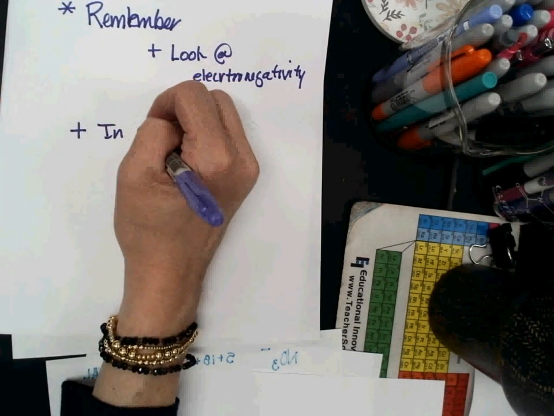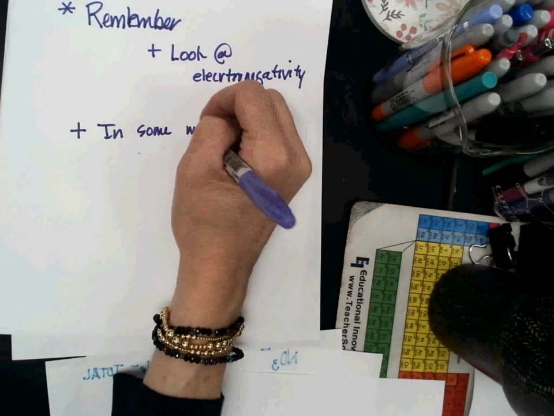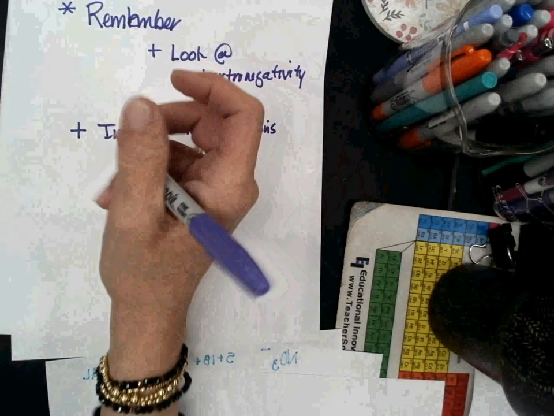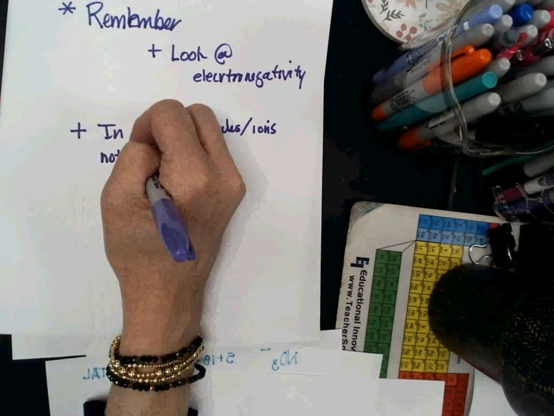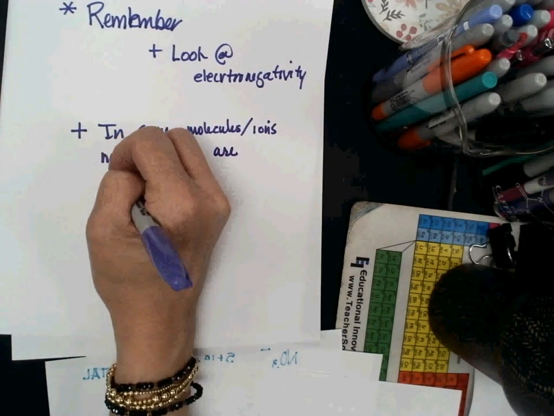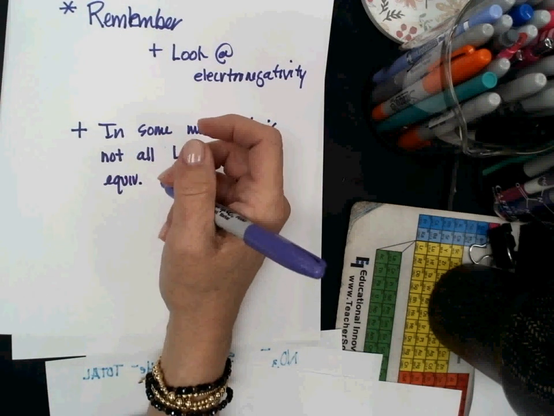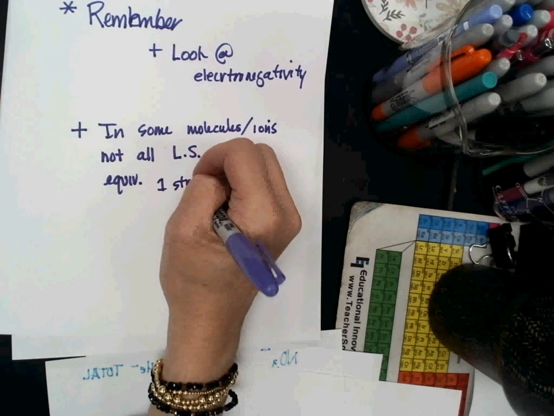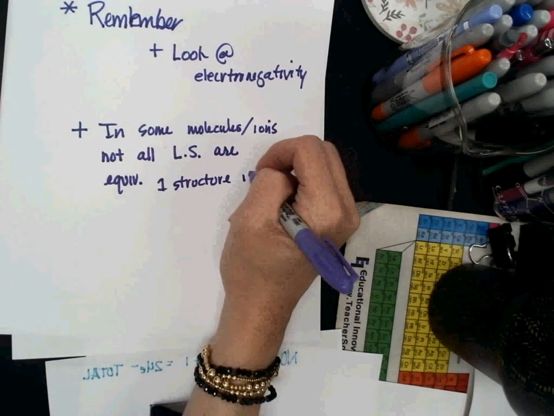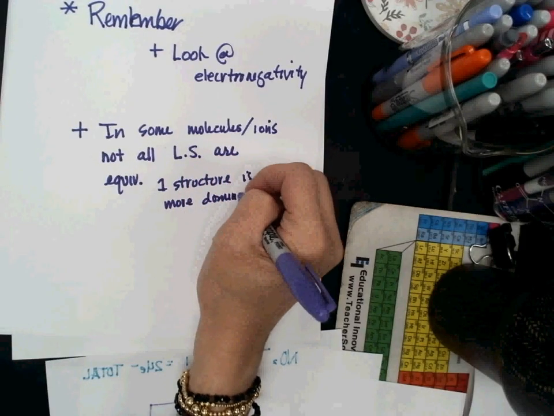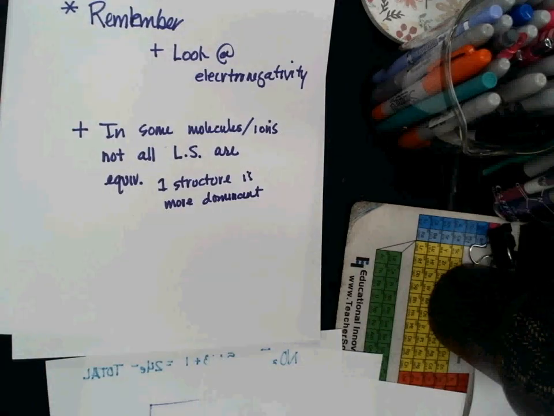And then the other thing you need to remember is that in some molecules or ions, not all Lewis structures are equivalent. And we had a couple of those yesterday. One structure is more dominant. So you have to look at your formal charge, you have to look at your electronegativities, all of those things.